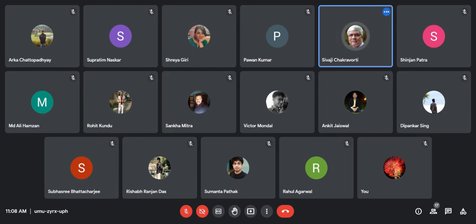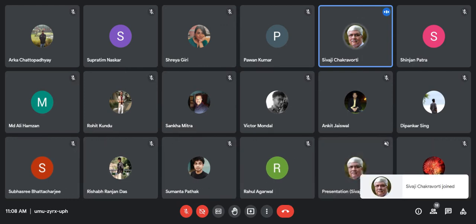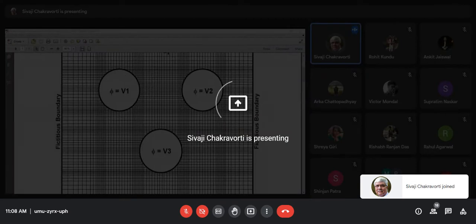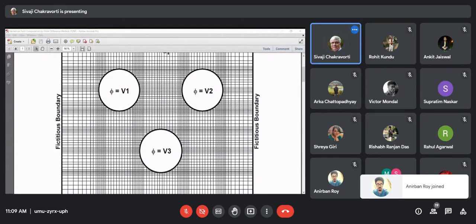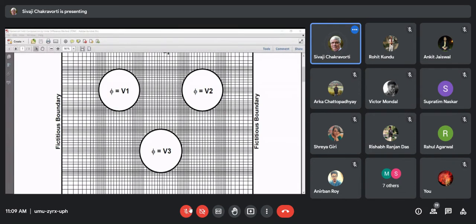Now, how do we do it? In my last class, I have already explained, but I will repeat it. So I'll share a figure here. Now you can see that it's a very simple system: three transmission line conductors, with air as insulation.